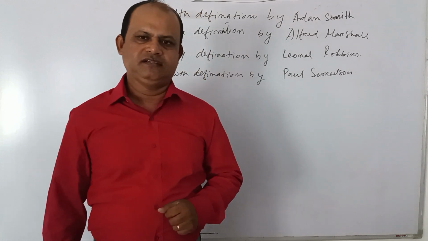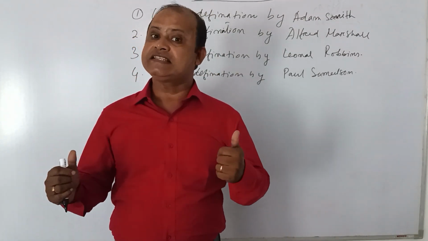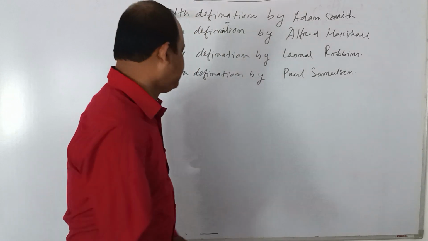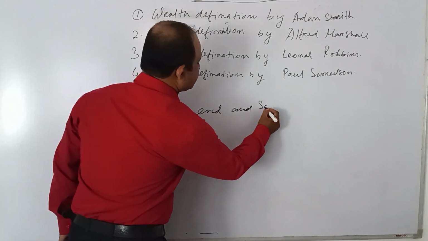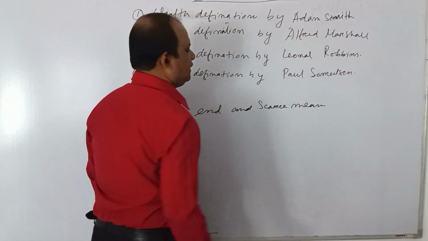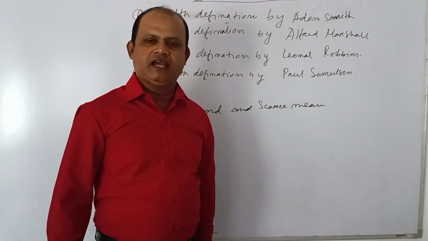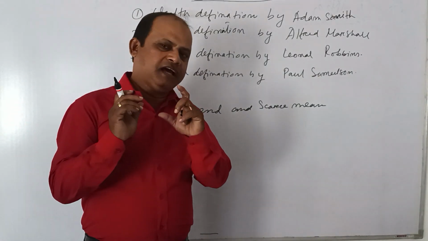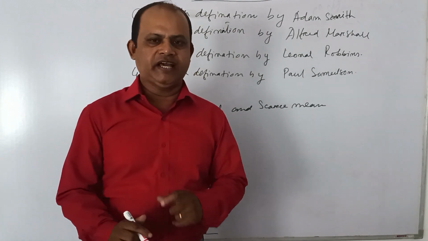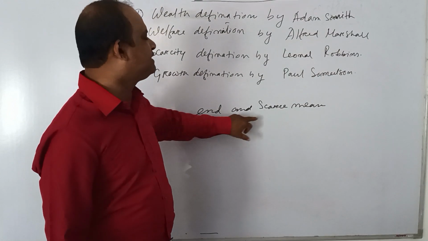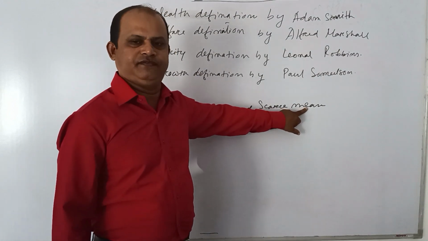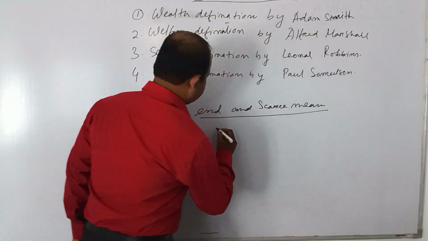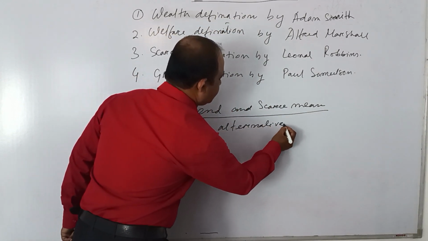Robbins said that economics is a subject matter which studies human behavior as a relationship between ends and scarce means, and the means have alternative uses. Here you see, it is the subject matter which studies human behavior as a relationship between ends and scarce means, and these means have alternative uses. Now the main point is here: scarce means which have alternative uses.